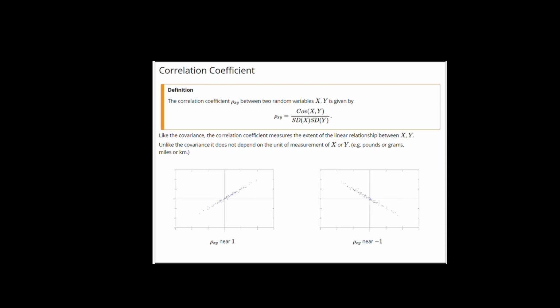At the bottom of this slide, you'll see two examples, one in which the correlation coefficient is close to 1, so there is a very nearly perfect linear relationship between x and y with positive slope. The other example in which the correlation coefficient is close to -1, indicating that it's very close to a line with negative slope.